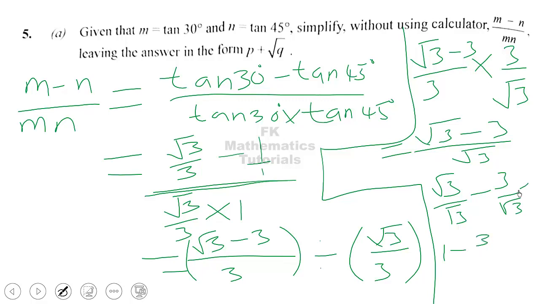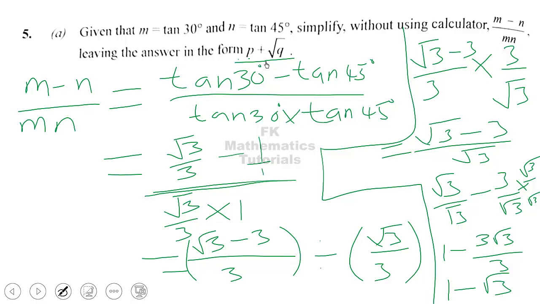I need to rationalize this by multiplying both the top and the bottom by root 3. So that will give me 3 times root 3, which is 3 root 3, over root 3 times root 3, which is 3. So the final answer will be 1 minus root 3, which is in the form p plus root q, where p is 1 and q is 3. Good.